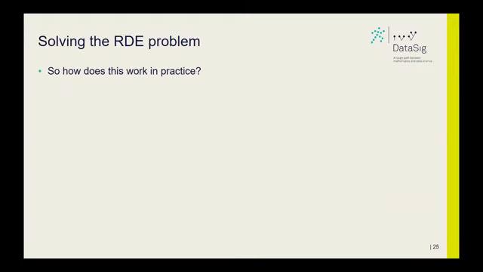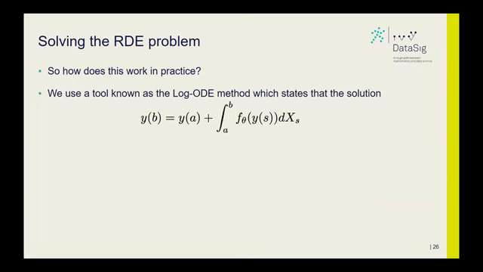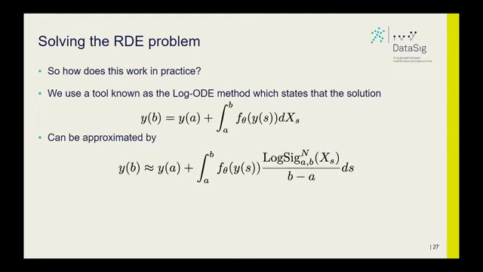So how do we actually do this? Well, there's a tool from rough analysis called the log ODE method, which states that the solution of this equation here, a CDE, can be approximated by this now ordinary differential equation, where the ordinary differential equation has this log signature term. This log signature term is giving us the information about the path control that we need to be able to perform this equivalent solve, but through an ordinary differential equation. And apologies for formatting, but this becomes exact as n tends towards infinity.